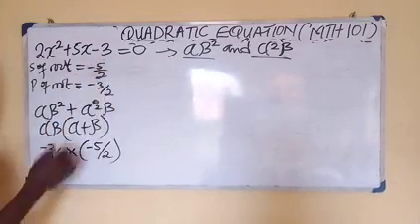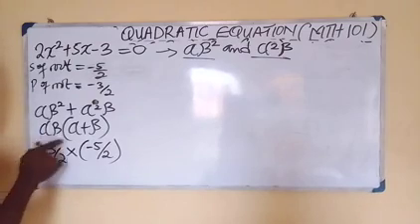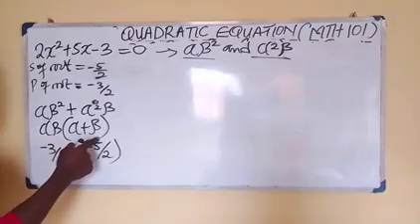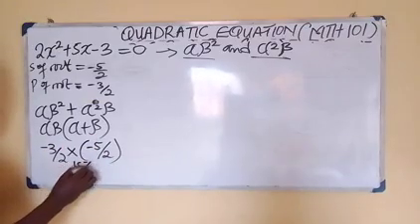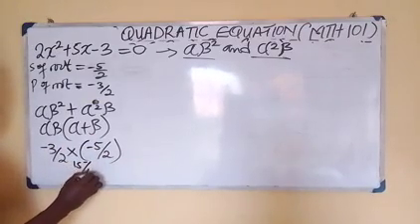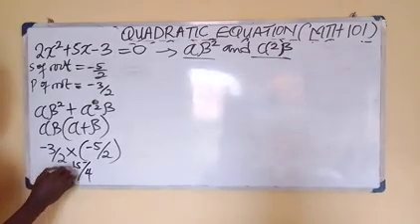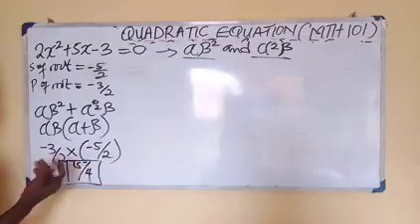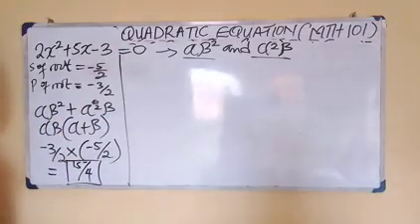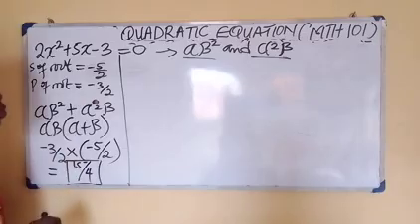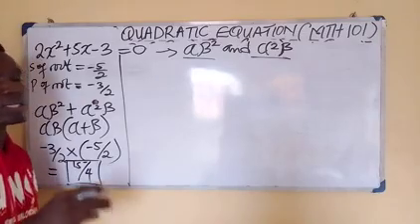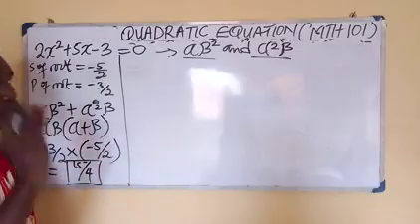Sum the product. First thing first, minus times minus is plus. So 3 times 5 I have 15, then 2 times 2 I have 4. So this one is the sum of the roots. What do we do next? You have the product of the roots.